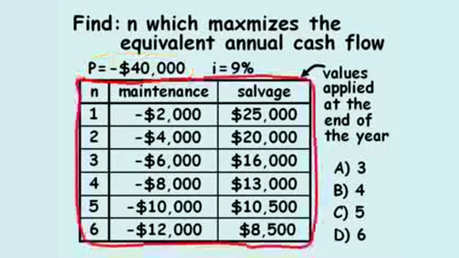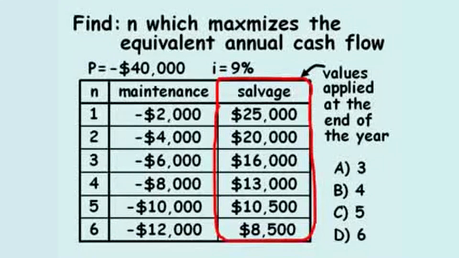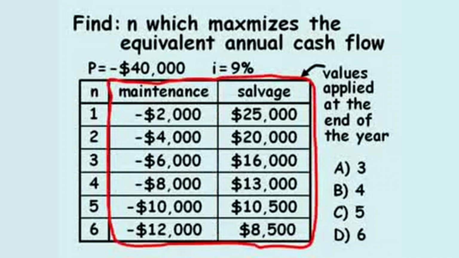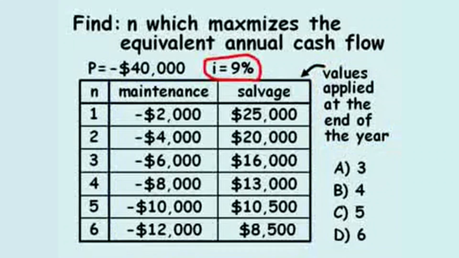We are also provided a table of values which identifies the cost of maintenance on the truck for the first 6 years, as well as the salvage value on the truck for the first 6 years. On the cash flow diagram, we are instructed that the maintenance cost and salvage values should be applied at the end of the year. Lastly, we are provided that the annual interest rate, I, equals 9%.